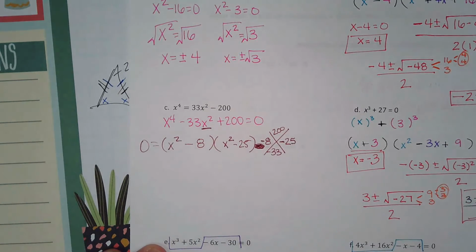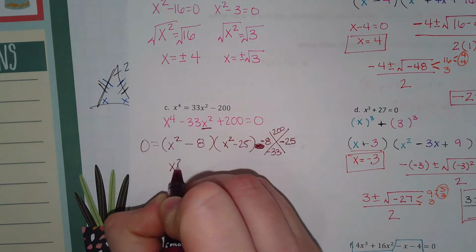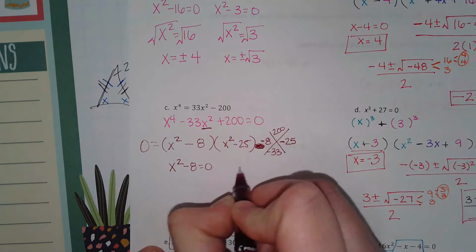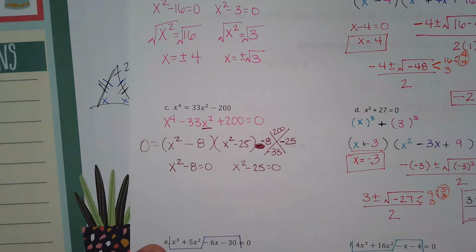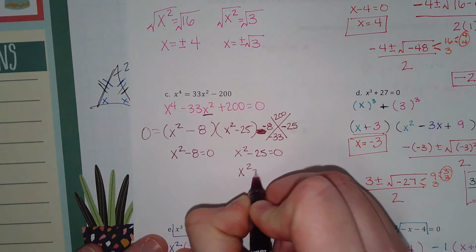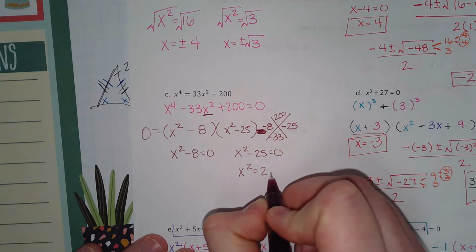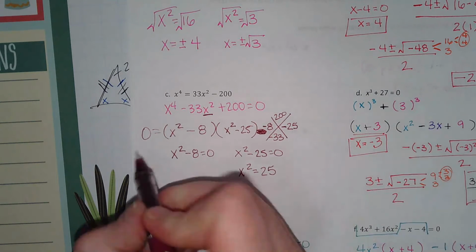So what am I going to do with both of those? X squared minus 8 equals 0. X squared minus 25 equals 0. On the test, do you have to write that part out? Yep. Because you're actually going to solve it. And you got to have an equal 0 in there.